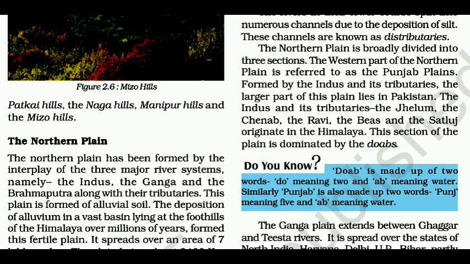The larger part of this plain lies in Pakistan. The Indus and its tributaries, the Jhelum, the Chenab, the Ravi, the Beas, and the Satluj, originate in the Himalaya. This section of the plain is dominated by the Doabs.